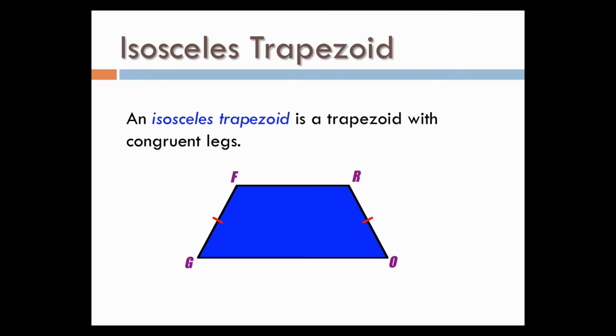All right, anything else? How about the diagonals? They're congruent. What about perpendicular? No. Can they be? Yeah, they can be, but they don't have to be. Right.